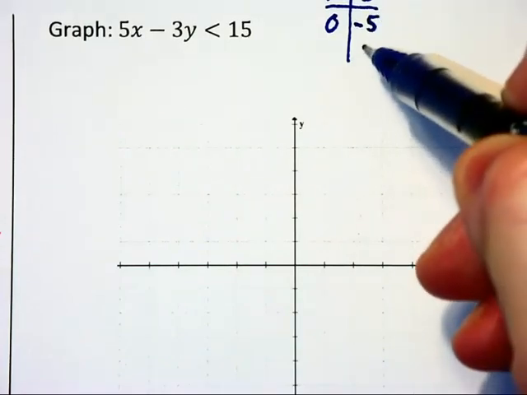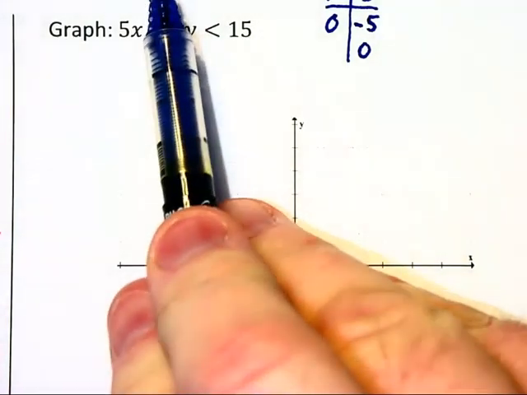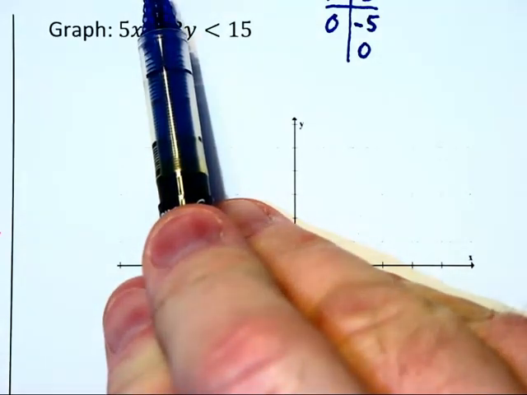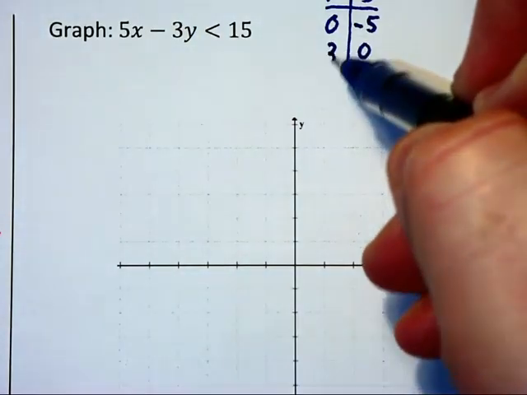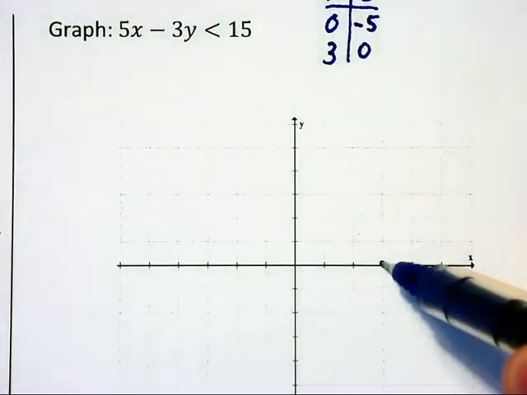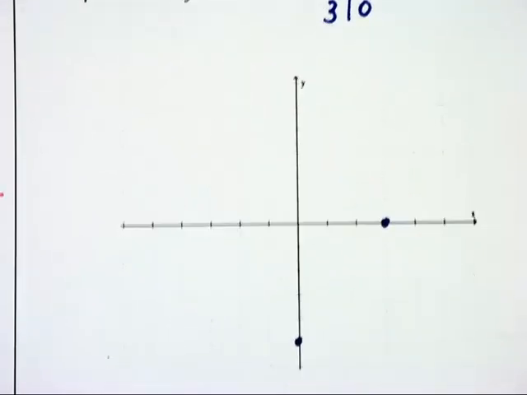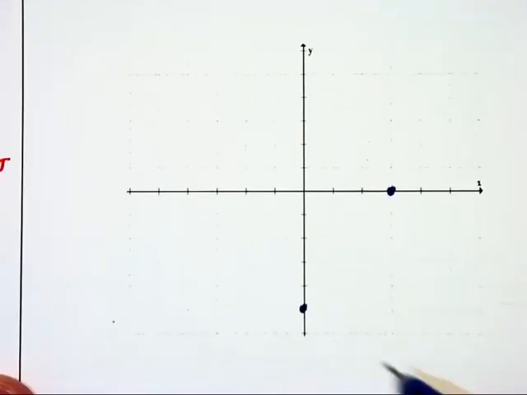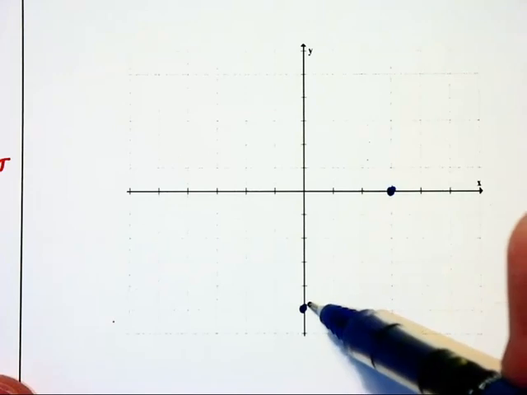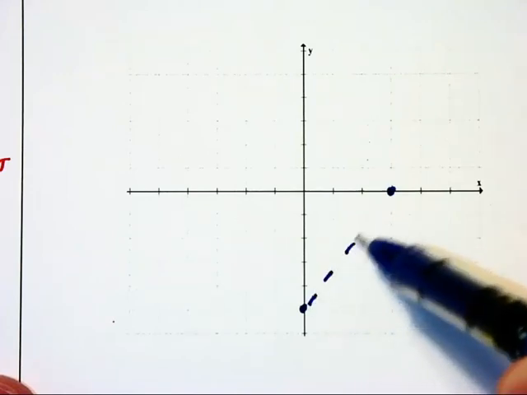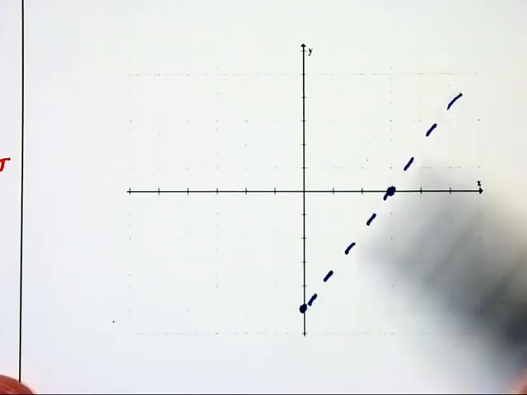If we let y be 0, we would have 5 times x equal to 15, so 3 would be the x-intercept. So I will plot a couple of points at those locations, noting, however, that these are actually not points at all. These are not even in the solution set, but this will be a dashed line boundary.